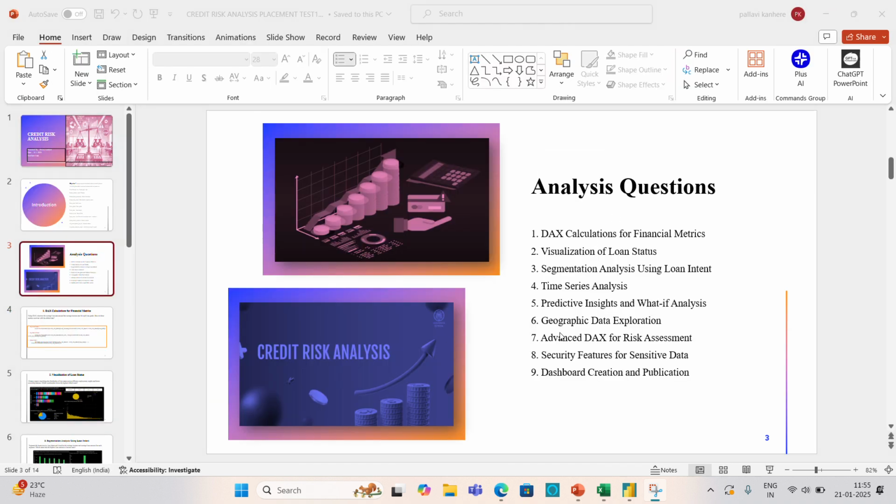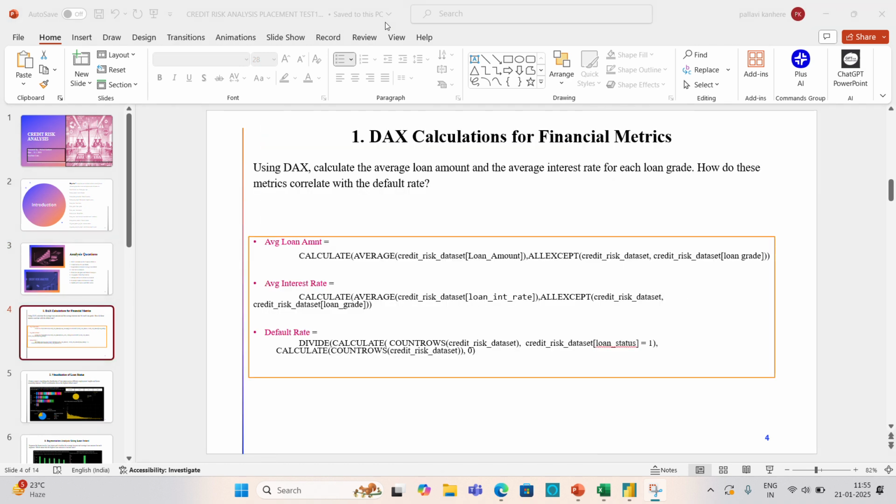In this project, we analyze the following 9 questions. First is the DAX calculation for financial metrics. Using DAX, calculate the average loan amount and average interest rate for each loan grade. How do these metrics correlate with the default rate? Using these formulas, I created the average loan amount, average interest rate and default rate measures. Let's see in Power BI.